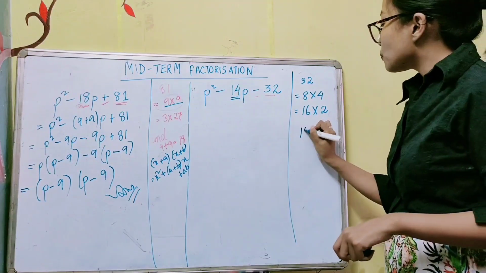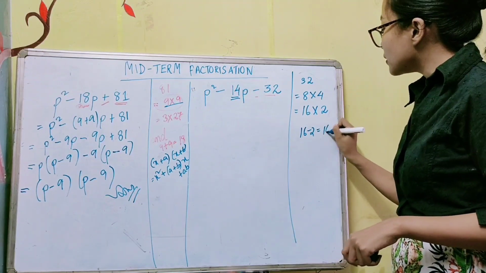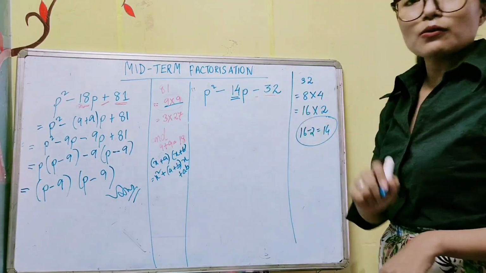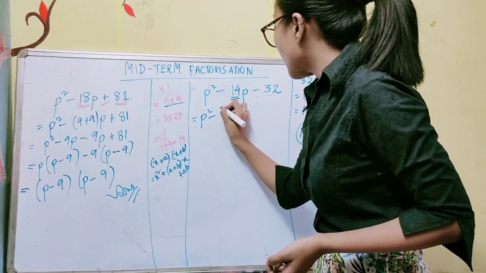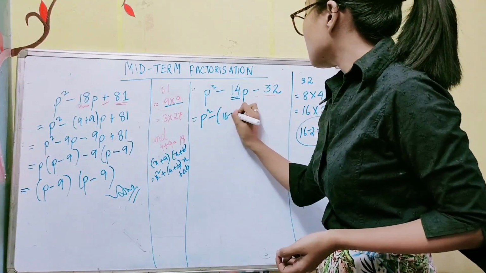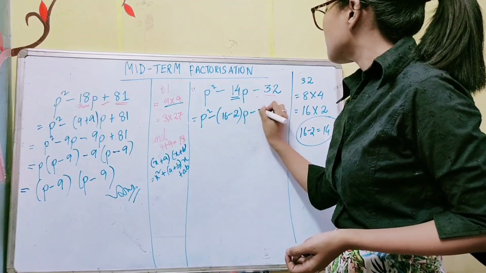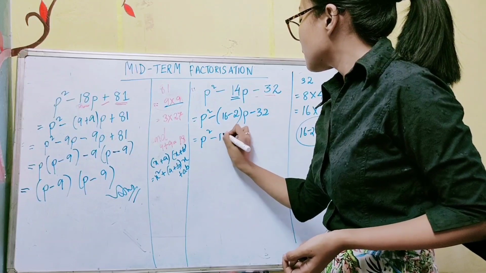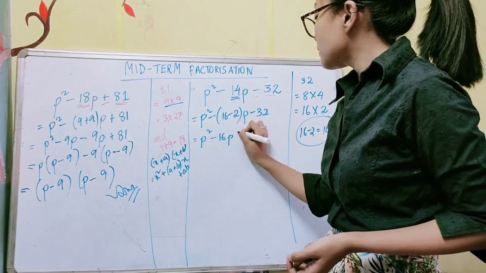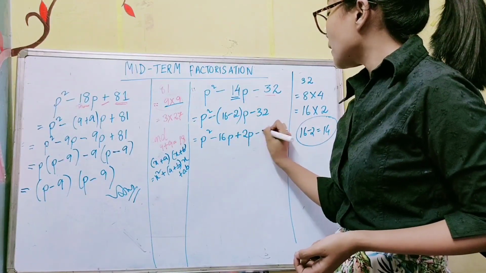What about 16 minus 2? 16 minus 2 is how much? 14. So this one fits this equation. So like that we will check. Okay. So in place of 14, I'm going to write 16 minus 2p. Then p square 16p plus 2p minus 32.